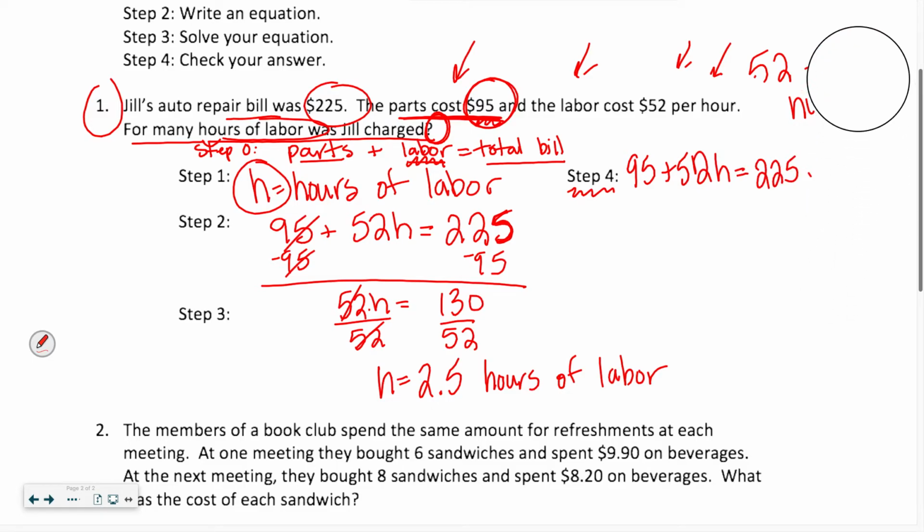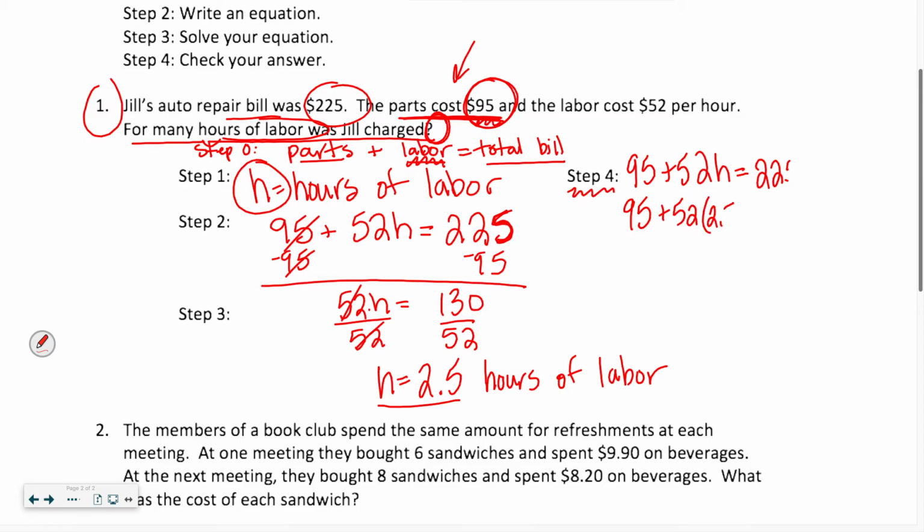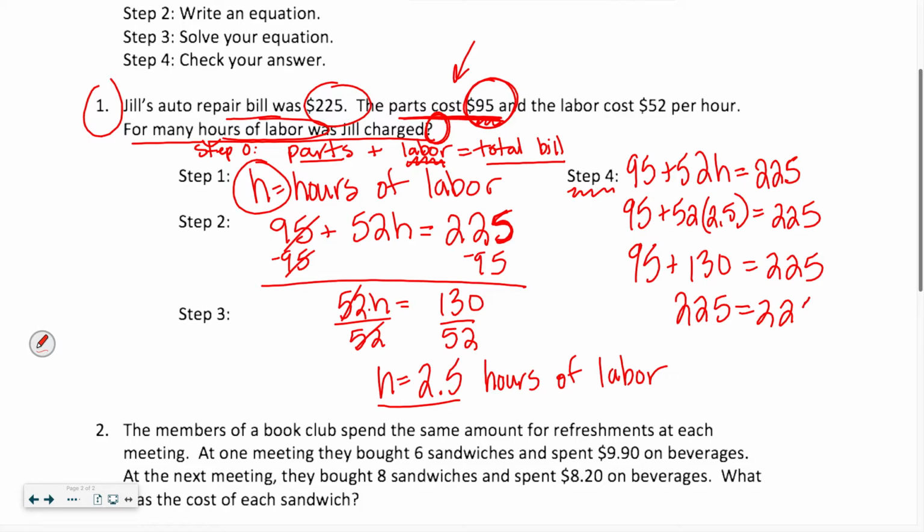Again, I'm going to kind of clean things up here a bit, just to make it look a little bit neater. And now I have figured out that h is 2.5. So I write 95 plus 52 times 2.5 equals 225. And again, you can grab a calculator for when the numbers get this big. 52 times 2.5 is 130. Okay, this hopefully you can do on your own. 95 plus 130 is 225. So if you get the situation where the two sides are equal to each other, you know you have the right answer. Okay, that's number 1.